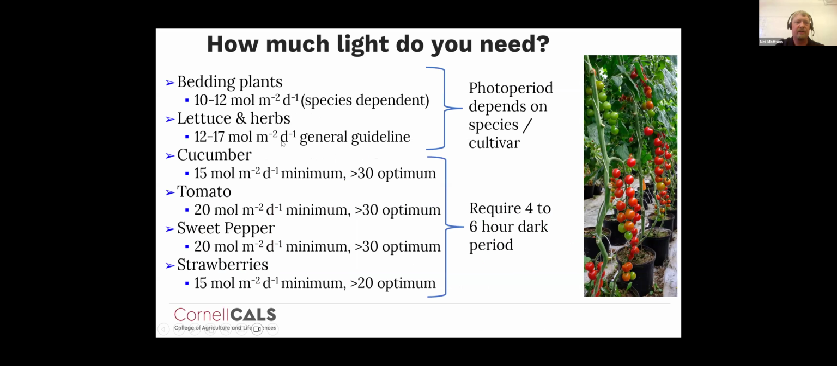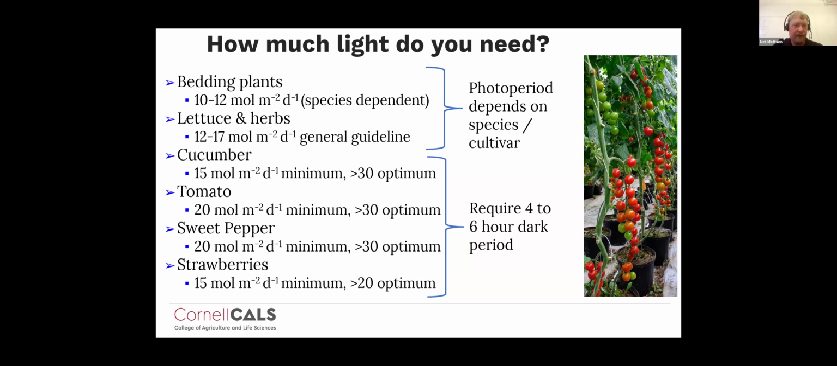For a lot of lettuce and herbs, it's in the range of 12 to 17 moles. For head lettuce, we have to worry about the calcium disorder tip burn. That is our limiting factor. So we can push head lettuce faster, but then it has issues with taking up enough calcium.